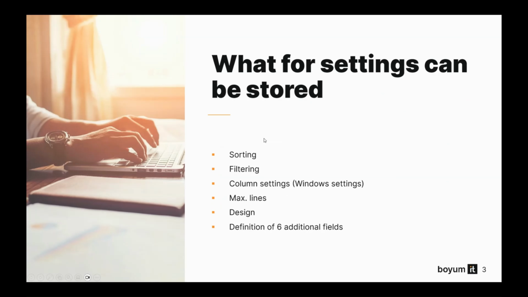So what settings can be stored in the template? Of course, we can sort it. So for example, we want to sort it by item code or by stock that is available. And we can also filter it. So maybe I just want to see items that are on stock. The column settings from the Windows settings are also stored in the template. So if you hide columns, enable one, or change the sorting of the columns, that is also stored in the template.